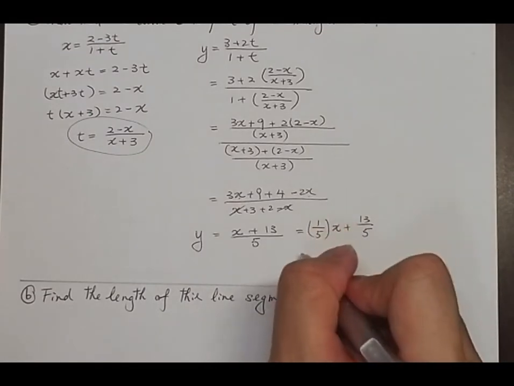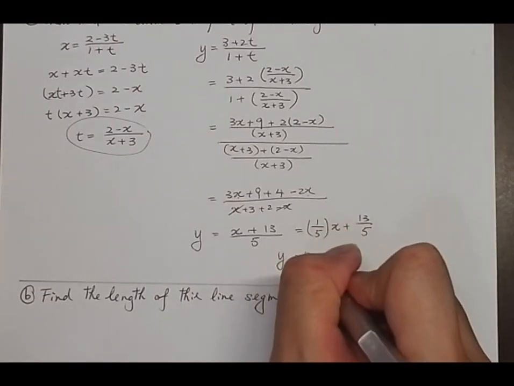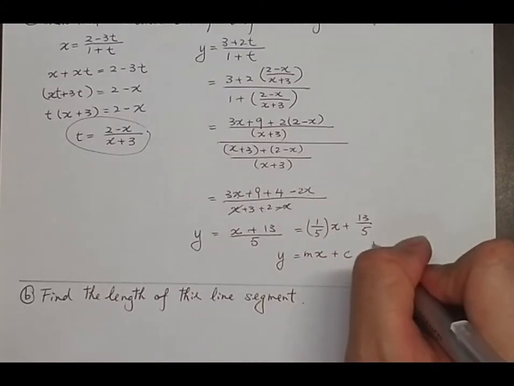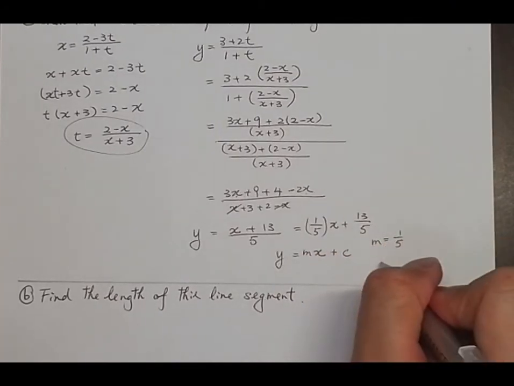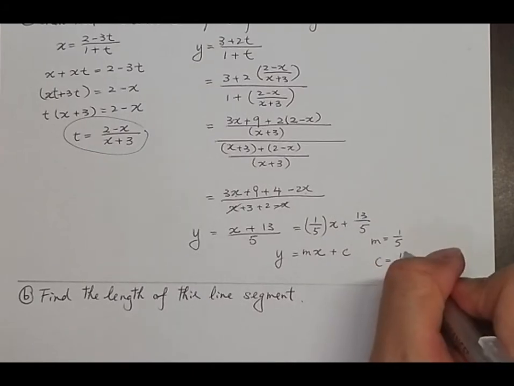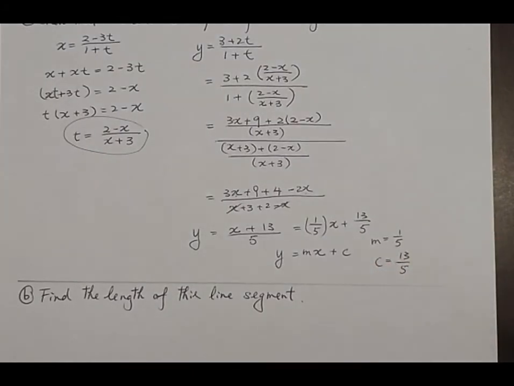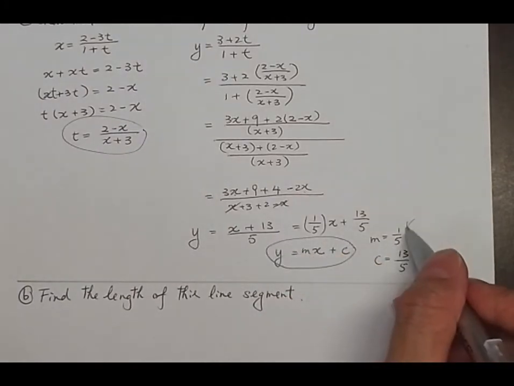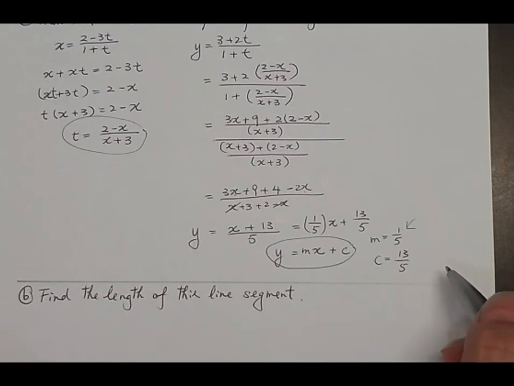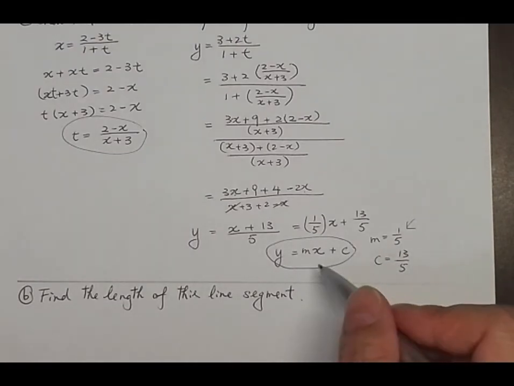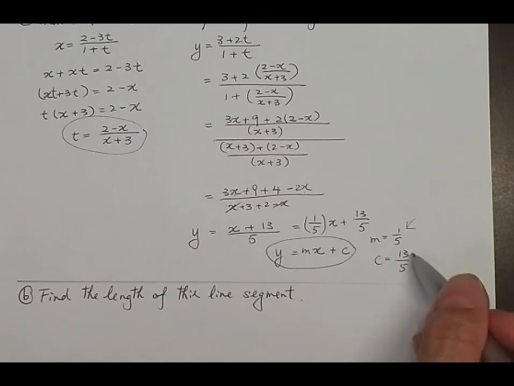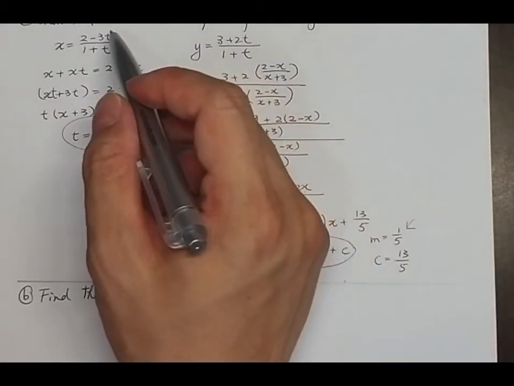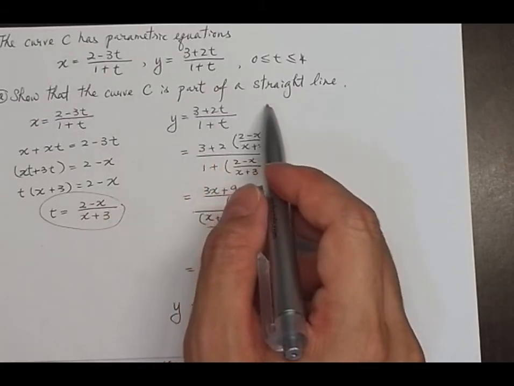And you know that this is the form of y equal to mx plus c, where m is equal to 1 over 5 and c is equal to 13 over 5. So this is a straight line equation with the slope of 1 over 5 and the intersection at x equal to 0, y is equal to 13 over 5. So this is a straight line. So we prove that the curve C is part of a straight line.